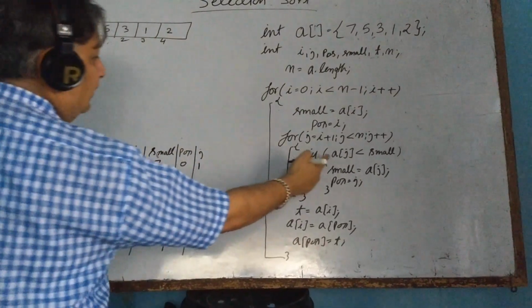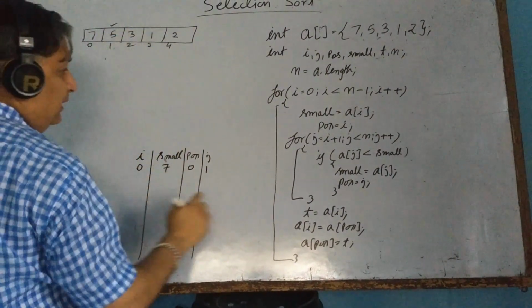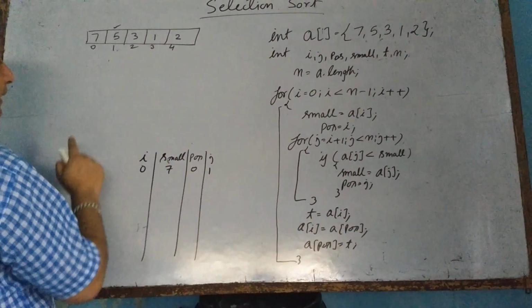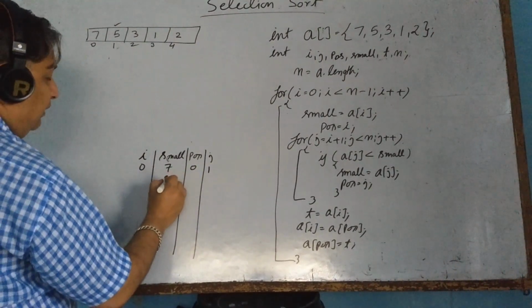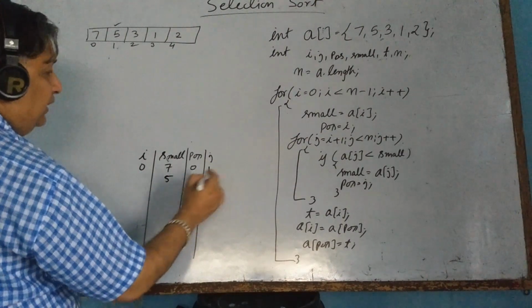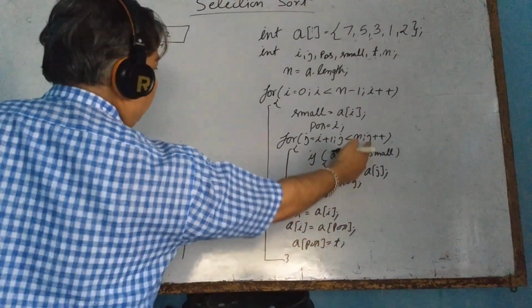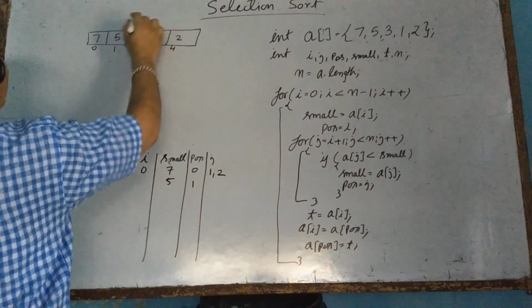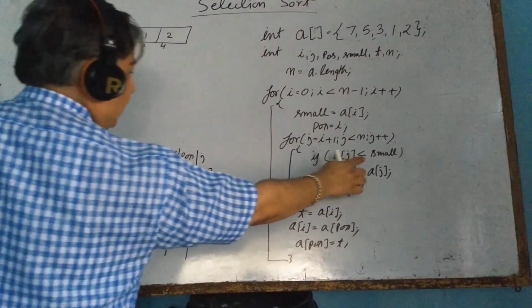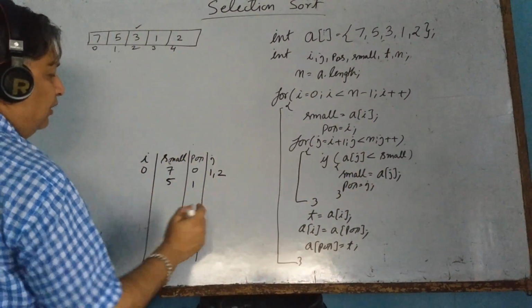Now the element at index number 1, that is 5, is compared with small, that is 7, and we can see 5 is less than 7, this condition is satisfied. Small will become 5, POS will become j, that is 1, and then this loop ends. Control will go to j plus plus, j will become 2. Now 3 is compared with small, which is 5. Is 3 less than 5? False.